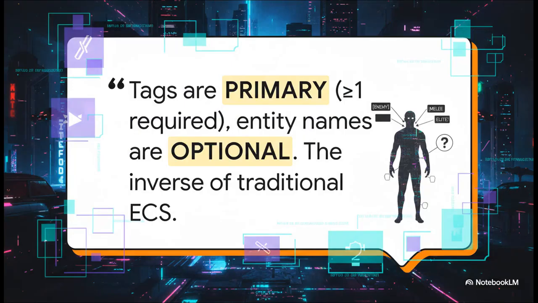VEngine takes querying one step further with its unique tag-first design philosophy. Now, this is kind of the inverse of how many engines work. You see, here, tags are the primary identifier, not some unique name. An entity must have at least one tag, but its name is completely optional. This allows for incredibly flexible grouping and querying, like finding all entities tagged enemy and melee and elite.